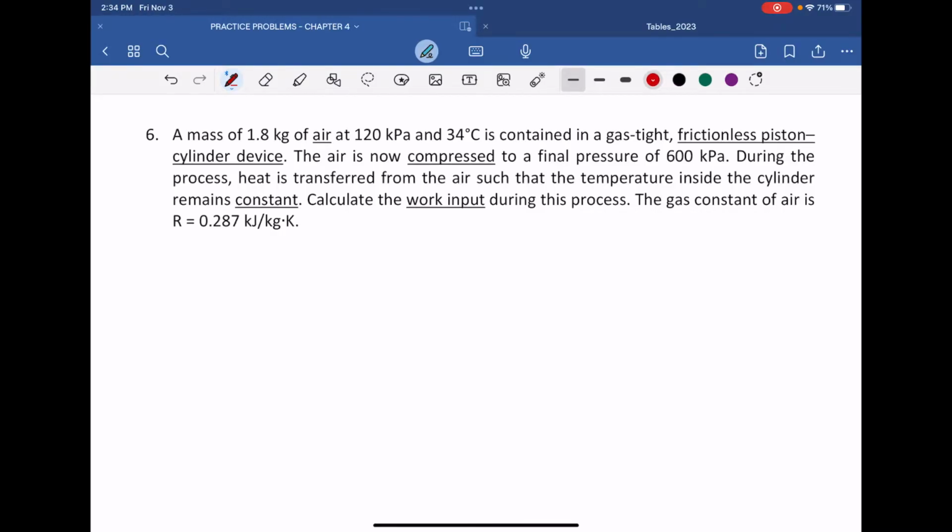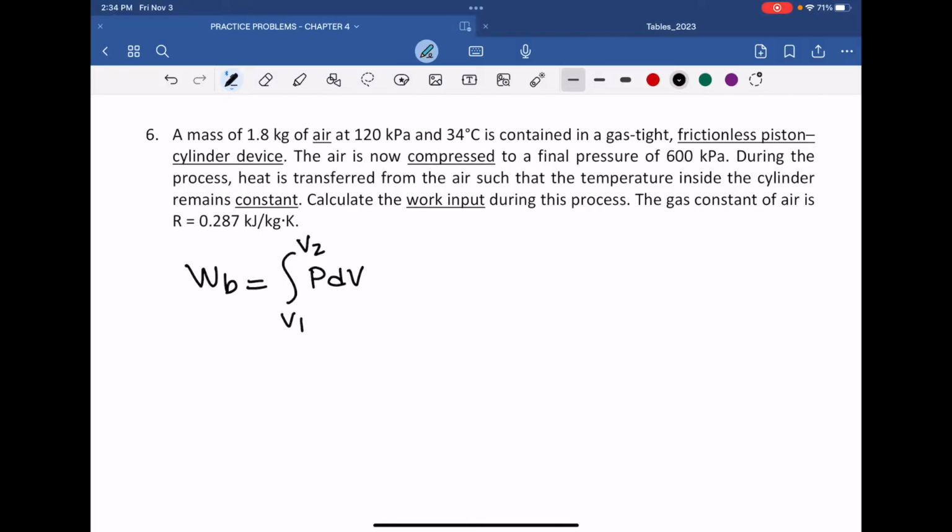So if we have a piston cylinder device and there is a heat interaction, and they're also telling us about what would be the work input. So basically compression, boundary work. Okay, if they're asking for a boundary work, I know a way to calculate it, which is this one.